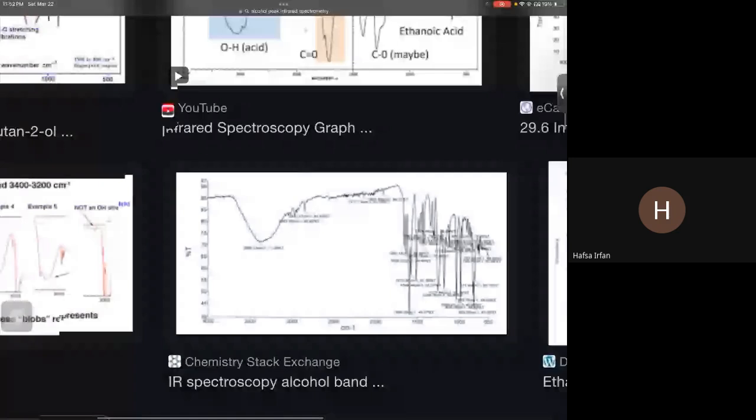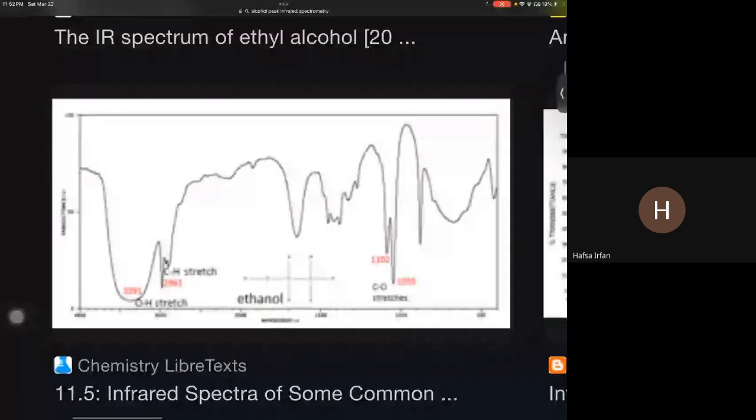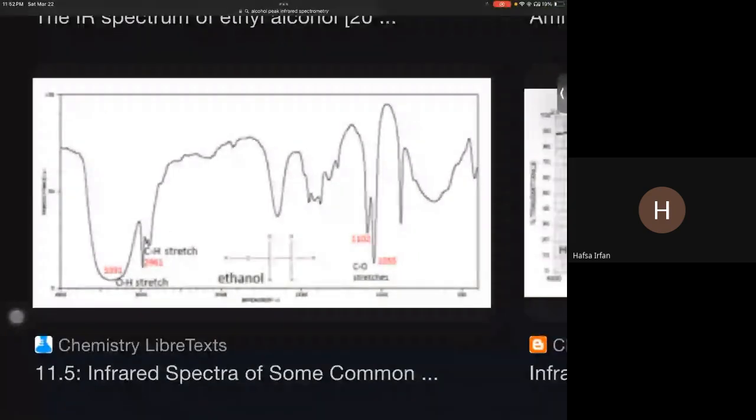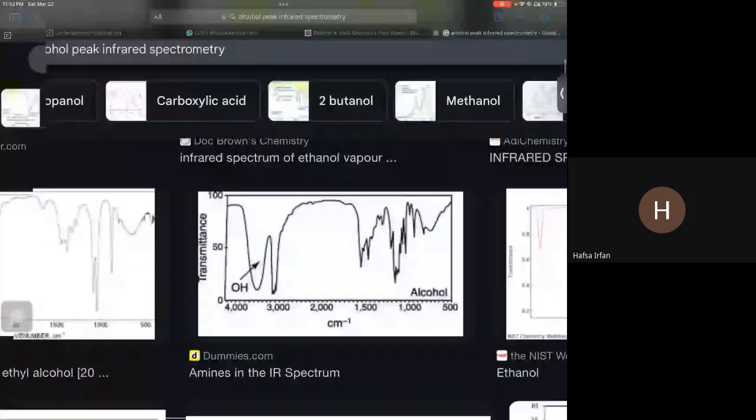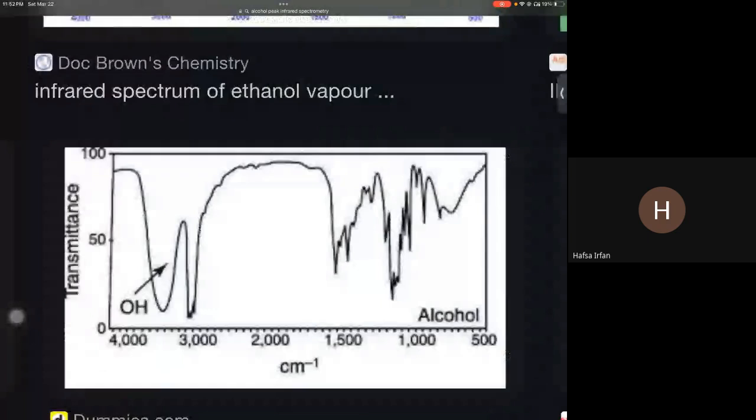See this, the shape of alcohol peak. This is for ethanol. Ethanol has OH, right? Ethanol has OH basically. So you can see the shape. This is also alcohol peak, right?